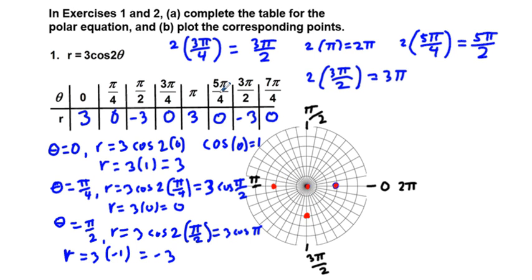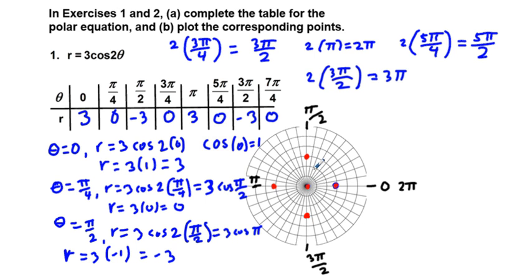For 5 pi over 4, 5 pi over 4 is down here. We have 0 again. For 3 pi over 2, which is down here, we have -3, so we have to go in the opposite direction, so we come up here. And then 7 pi over 4 over here in quadrant 4 is 0.